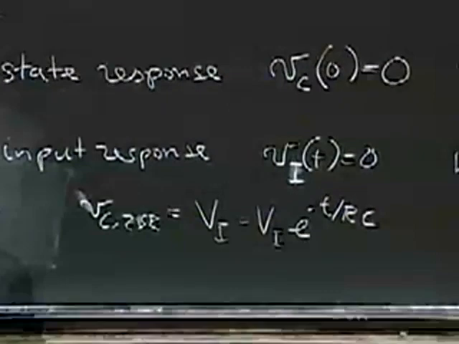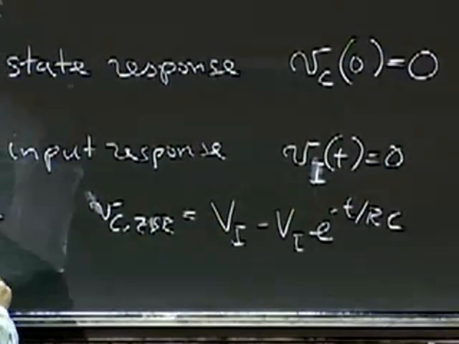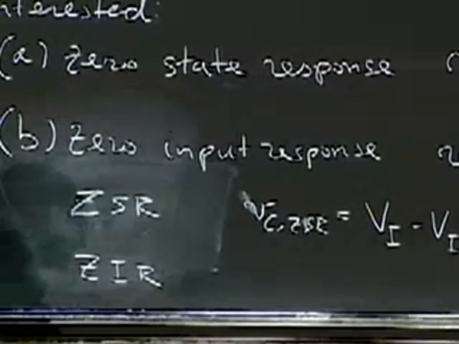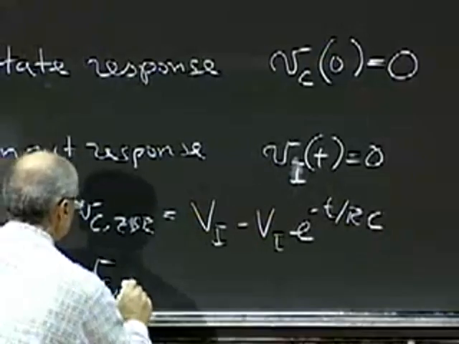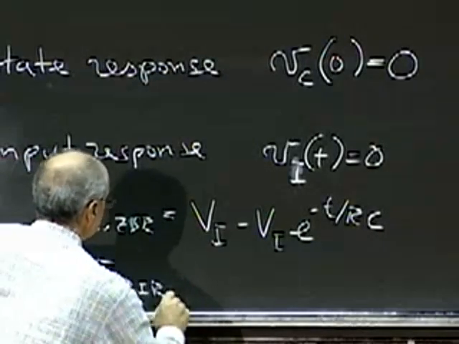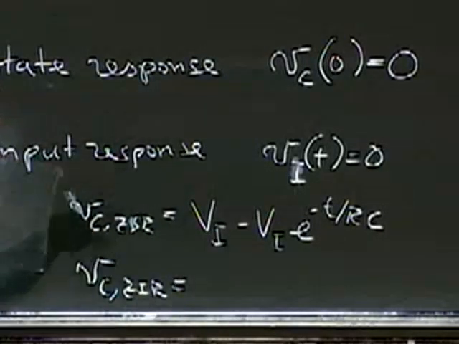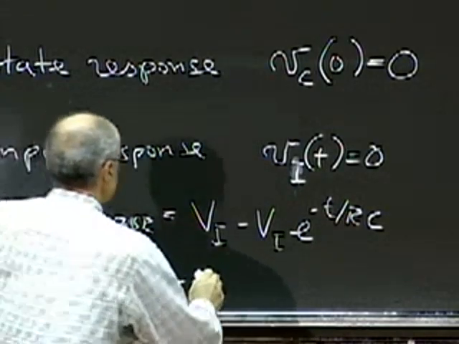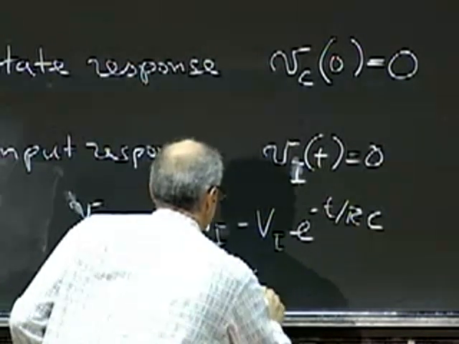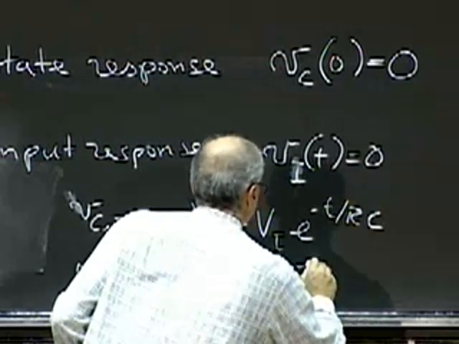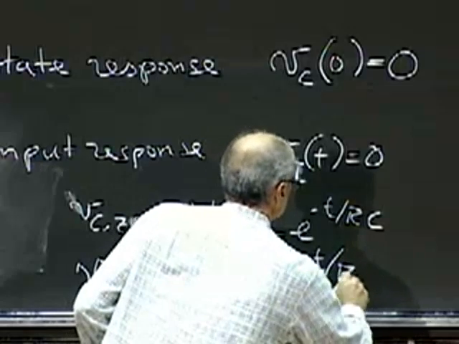The ZIR, the zero input response, is like this. It's the decay of the initial voltage on the capacitor to 0, or to equilibrium. So starting from Vc of 0, we're decaying like this.